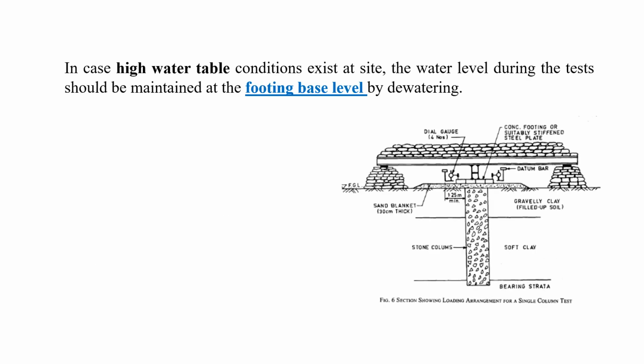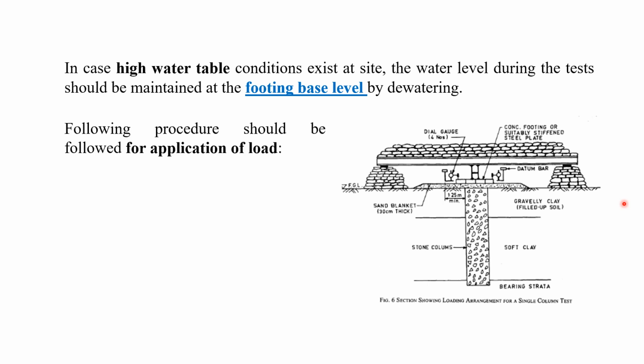Next, we can see, suppose at the site higher water table is there, right? In that case, what we have to do? The water level during the test should be maintained at the footing base level by dewatering. So here, suppose this is the footing level and water table is there. In that case, we have to make suitable arrangement for the dewatering. Dewatering should also be carried out till the test is completed.